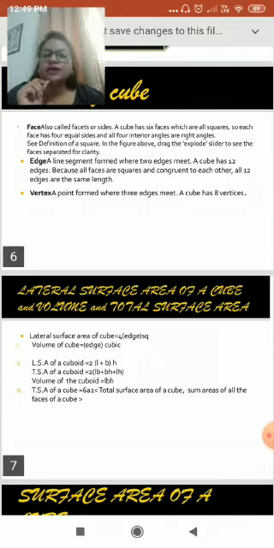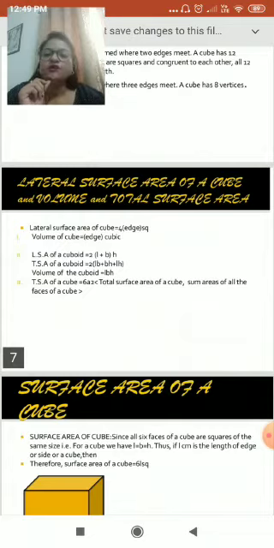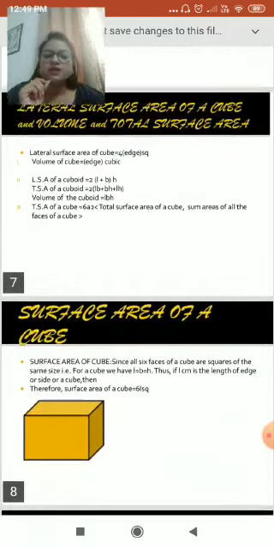Now talking about the lateral surface area of a cube and volume, and also the total surface area. The lateral surface area of a cube is equal to 4a squared, and the volume of the cube is a cubed, in cubic centimeters. The LSA of a cuboid is equal to 2(L plus B) into H, and the TSA of a cuboid is equal to 2(LB plus BH plus LH), and the volume of the cuboid is equal to length into breadth into height.